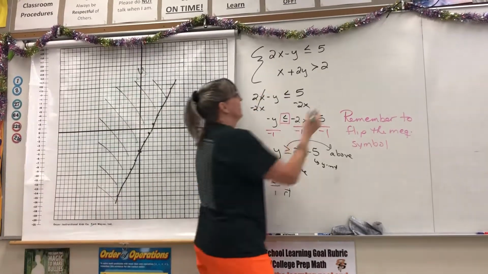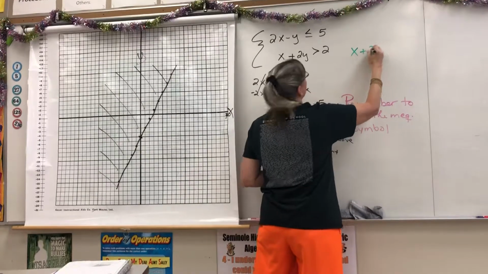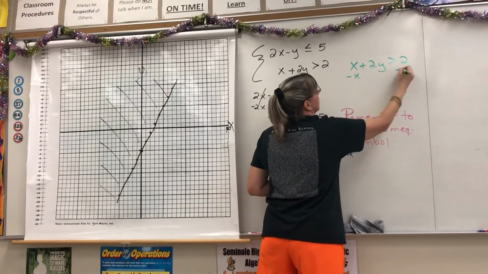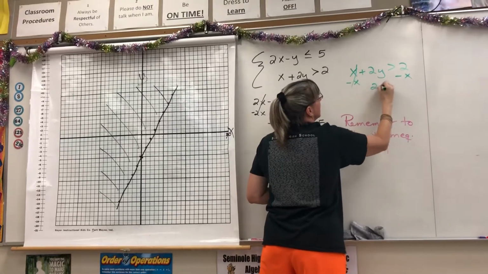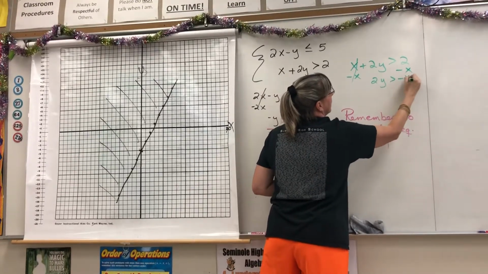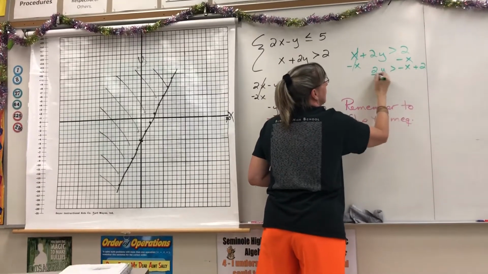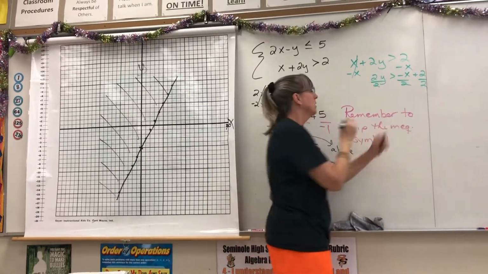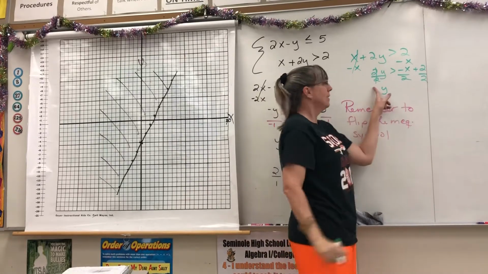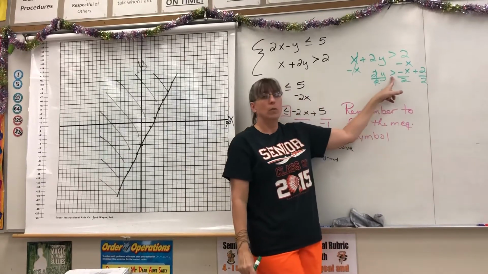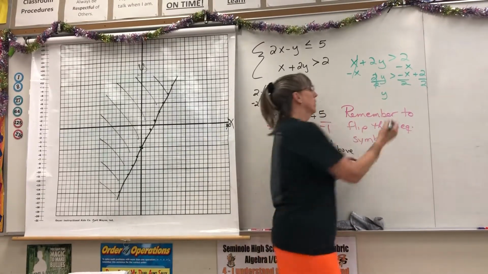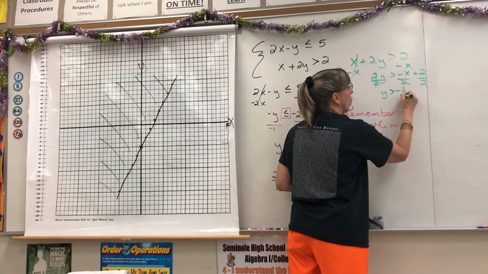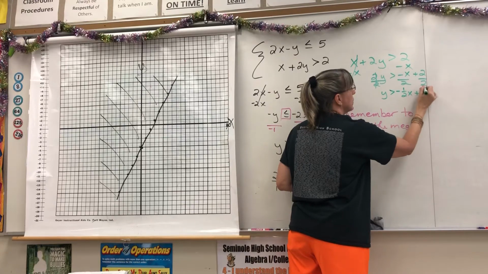All right, let's go to here. x plus 2y is greater than 2. Subtract off the x. 2y is greater than negative x plus 2. Divide by 2 in all 3 places. Don't forget to do that. I'm not dividing by a negative, so I don't have to change this. Okay, so it's just y is less than negative 1/2 x plus 1.